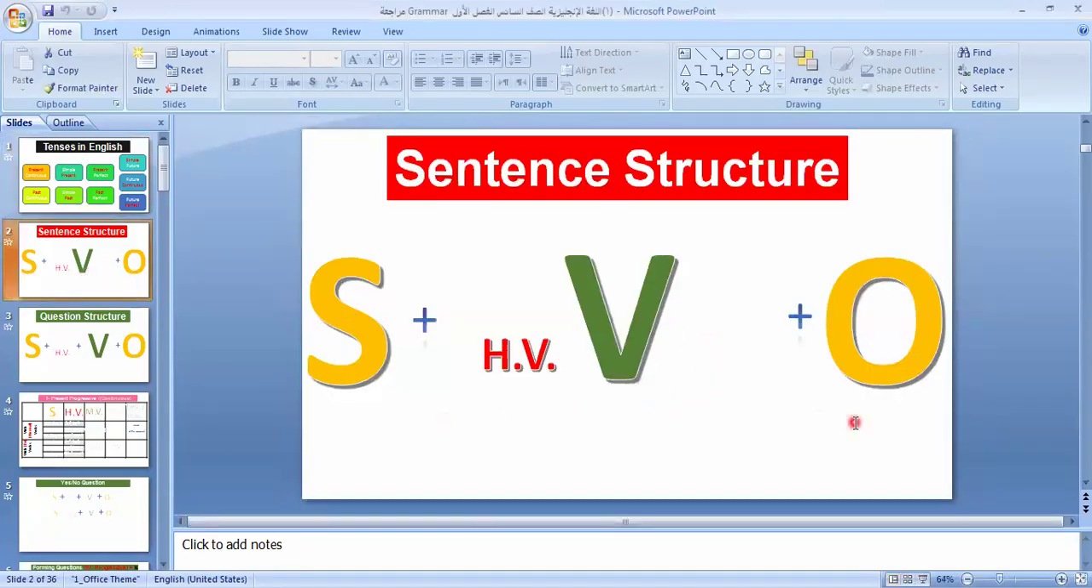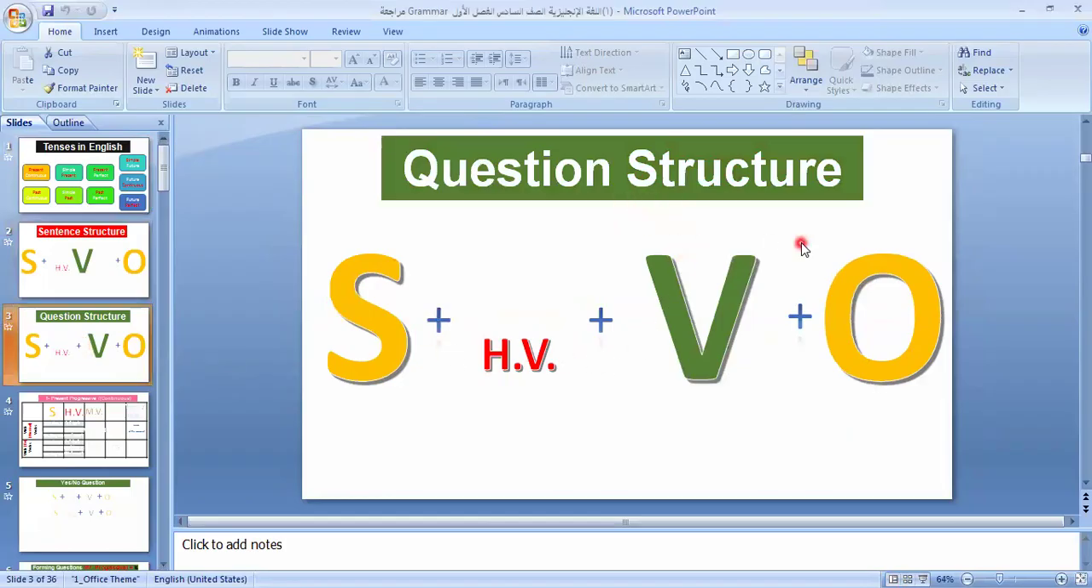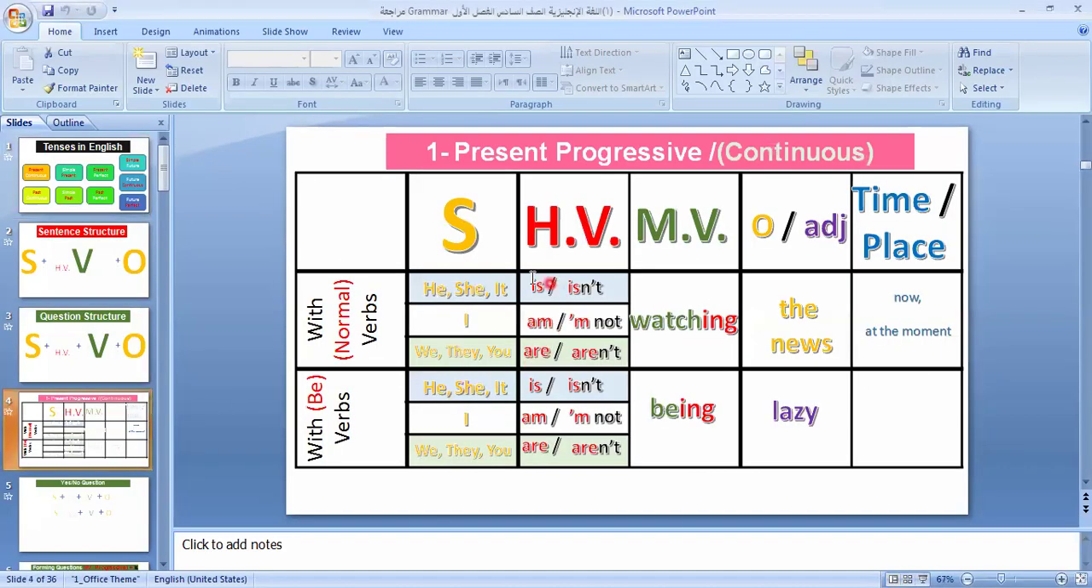Here we talk about the sentence in English. Sentence structure in English consists of subject, verb, object. I would like you to know this. We have subject, verb, object. When we make a question, is it the same? No, in the question we use a WH question word and we put the verb before the subject. Let's go to another one here.